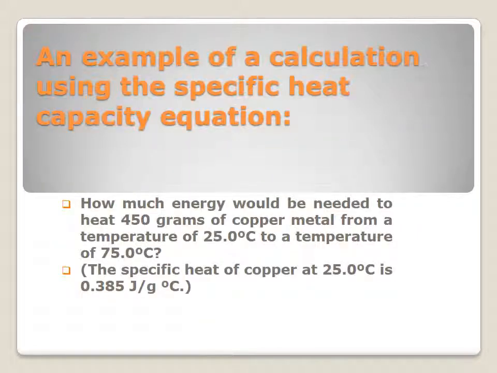Here's an example that we can work on together. How much energy would be needed to heat 450 grams of copper metal from a temperature of 25.0 Celsius to a temperature of 75.0 Celsius? And we will be needing the specific heat of copper at 25.0 Celsius, which is 0.385 joules per gram Celsius.